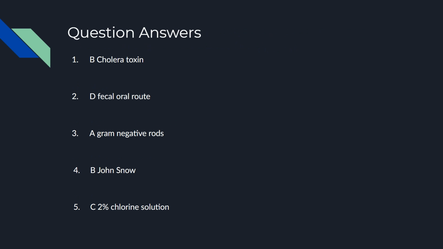So the answer for the first one was the cholera toxin. Second one was the fecal-oral route. Three was gram-negative rods. Four was John Snow, and five was 2% chlorine solution. And I think that's the end. All right, thank you very much. Bye bye.